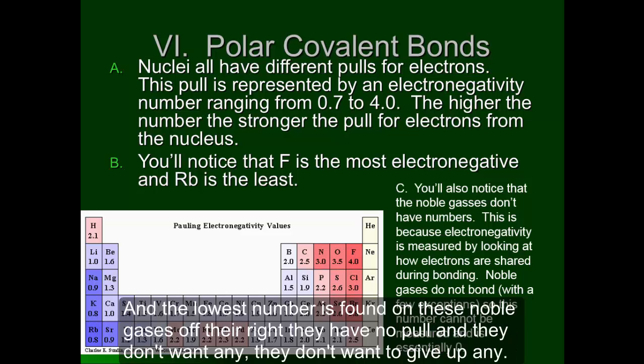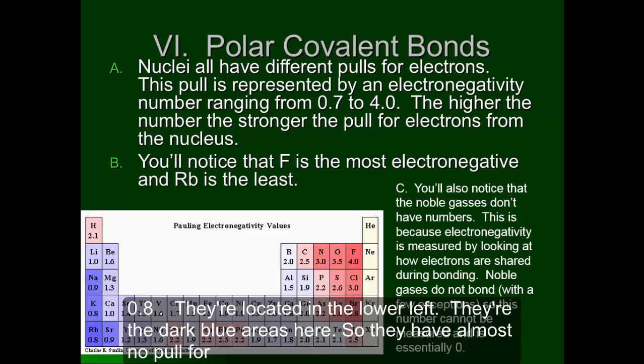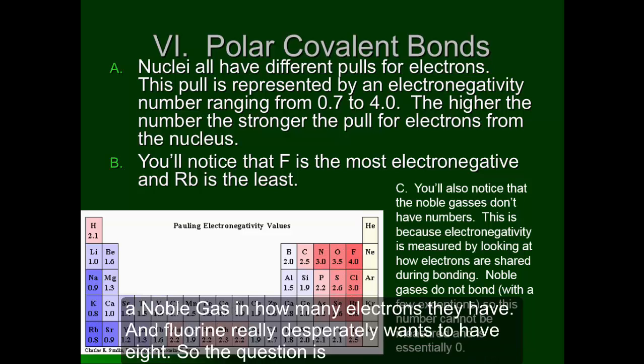And the lowest number is found on these noble gases off to their right. They have no pull. They don't want any, they don't want to give up any, so they've put no number underneath them. And then you'll notice rubidium and potassium here have 0.8. They're located in the lower left. They're the dark blue areas here. So they have almost no pull for electrons. That's because they want to give them up so that they can become like a noble gas in how many electrons they have. And fluorine really desperately wants to have it.